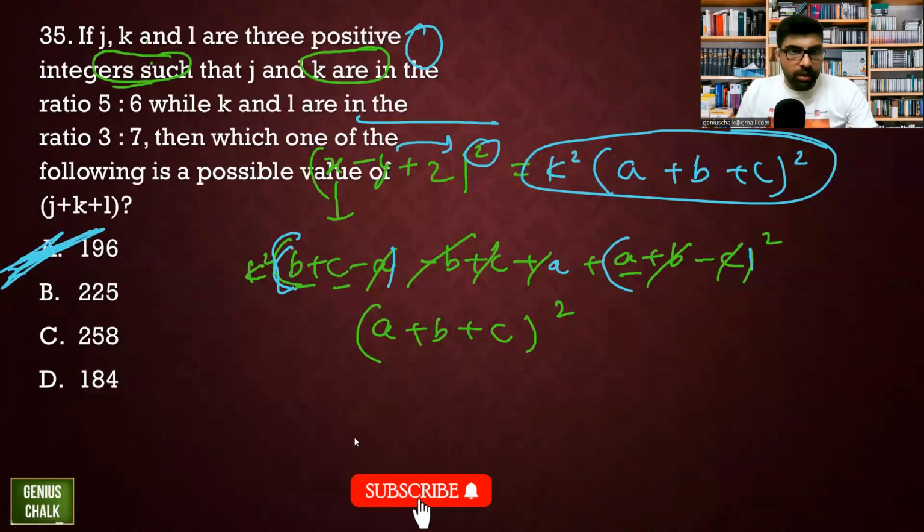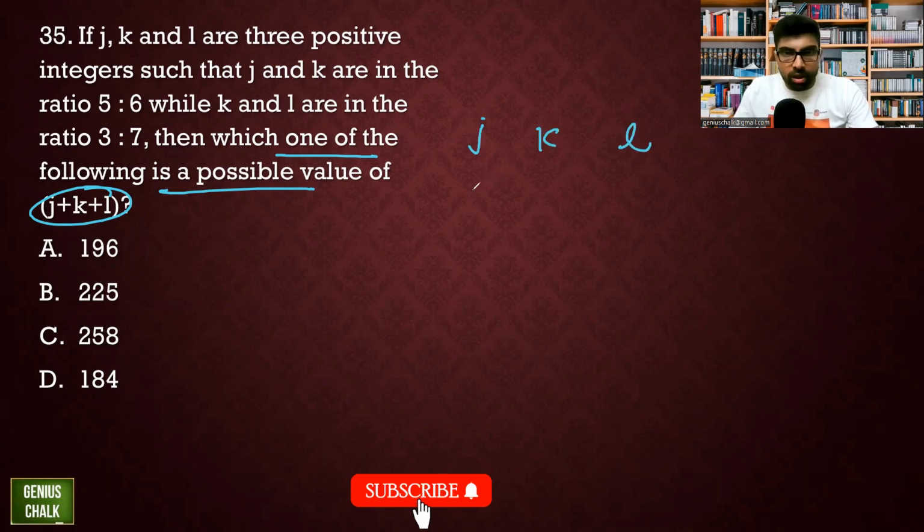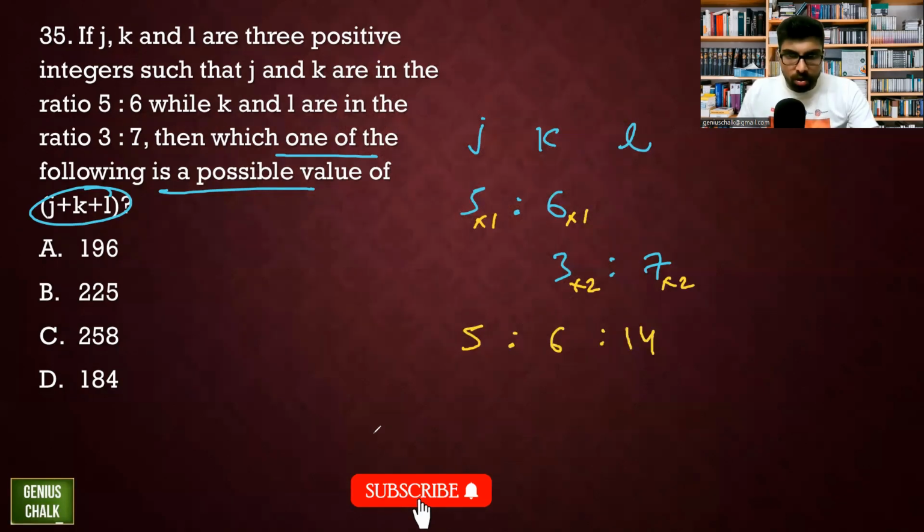All right, next one. If j, k and l are 3 positive integers, so that j and k are in ratio 5:6 and k and l are in the ratio 3:7, which of the following is a possible value of j plus k plus l? Okay, so j is there, k is there, l is there. What is the ratio? 5:6. K and l ratio is 3:7. Fine. Now let's make them same first. So this is 3 into 2, this is into 2, this is into 1, this is into 1, this becomes 5:6:14. So this is my ratio.